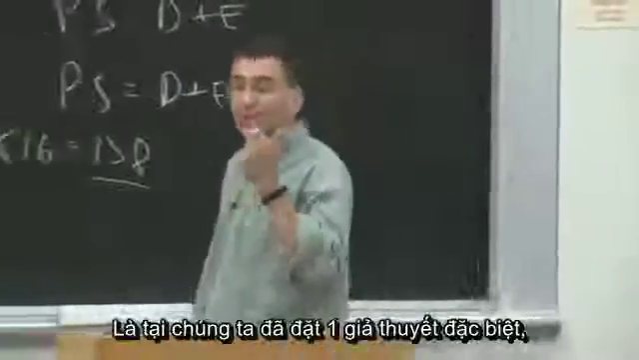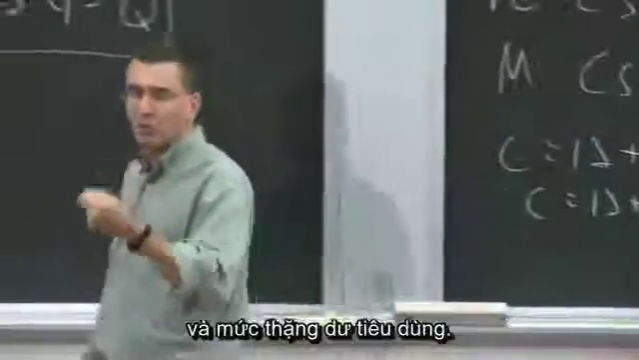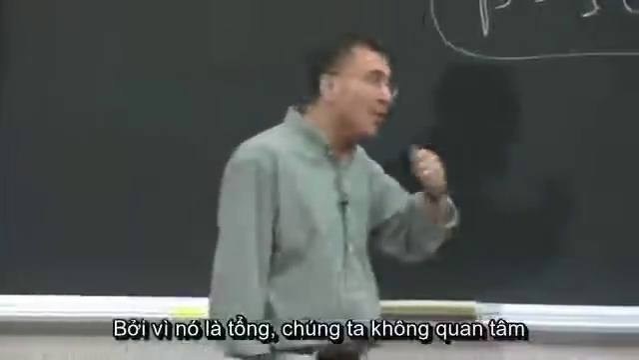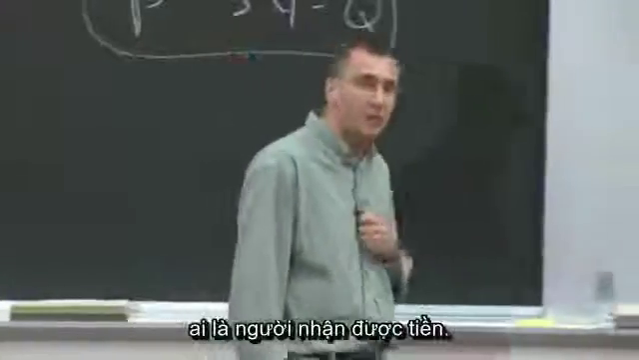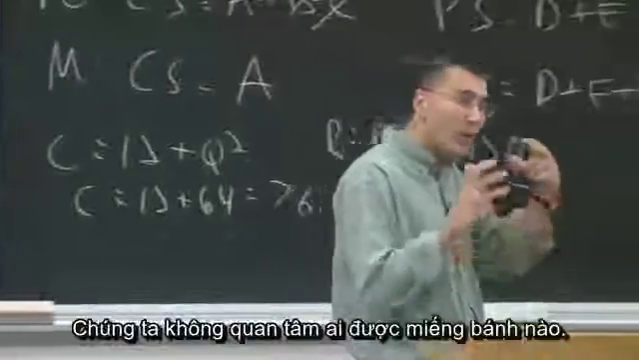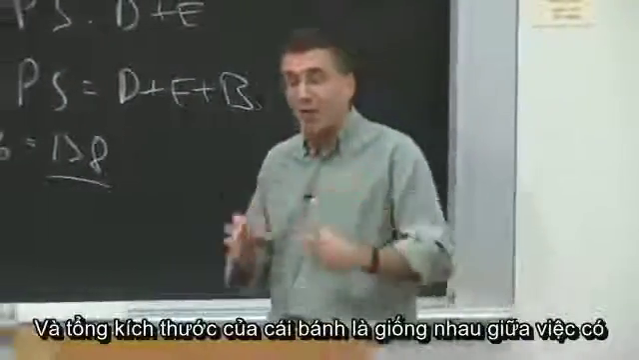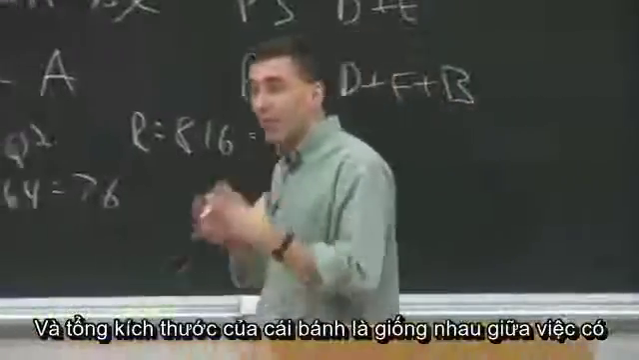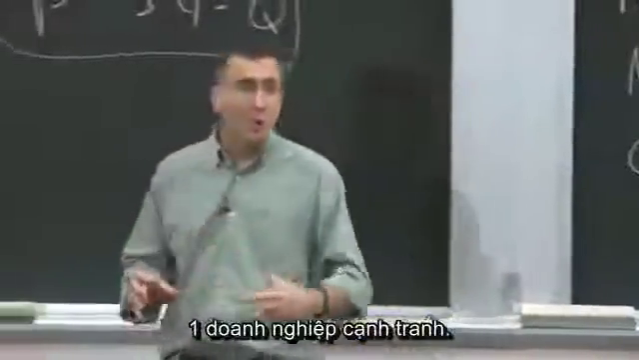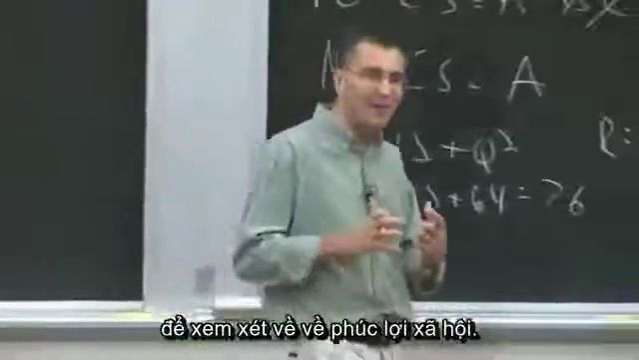That's because we've made a particular assumption, which is that social welfare is the sum of producer surplus and consumer surplus, the linear sum. Since it's the sum, we don't care in that function who gets the dollars. We just care about the total amount of dollars, the total size of the pie. We don't care who gets what slice of the pie. We just care about the total size of the pie. And the total size of the pie is the same with a perfectly price discriminating monopolist and a competitive firm. What this highlights is that that's a pretty stupid way to think about social welfare.